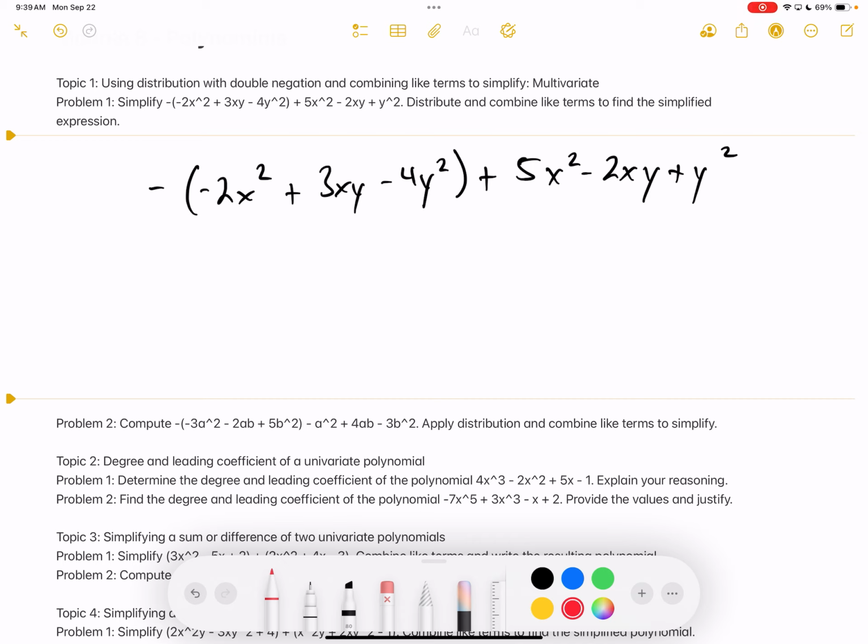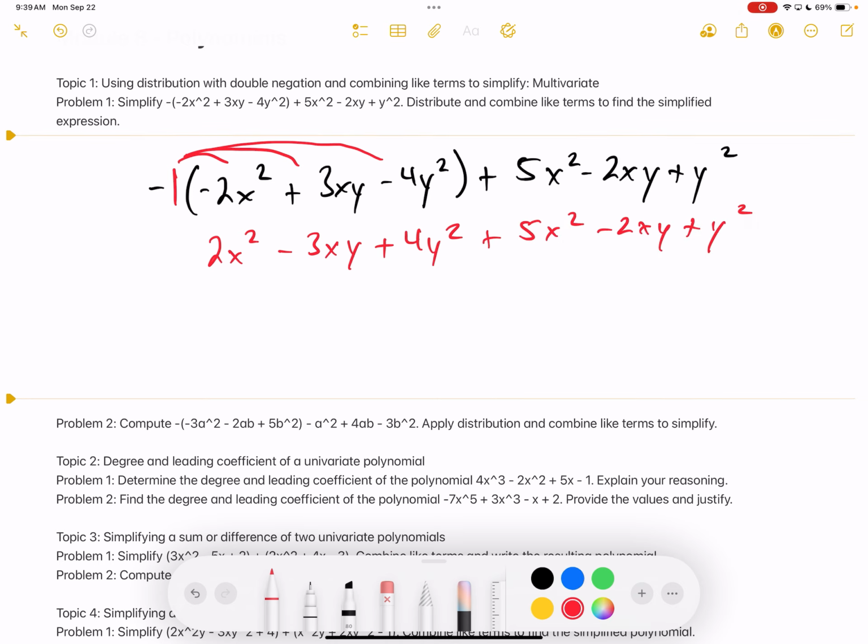So on this one, again, I feel like it started out on a hard one here for some reason, but that negative, when you have a negative out in front, it's like having a -1 out in front. I'm going to distribute this -1 to everything inside of here. Okay. So this becomes positive 2x squared, negative 3xy, positive 4y squared. And then from here on out, it is combining like terms.